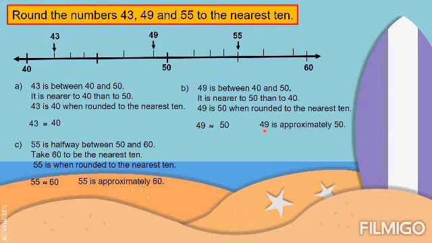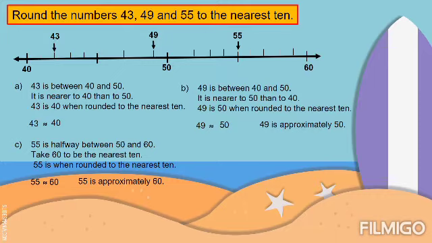And the last number in the problem, we have 55. 55, class, is halfway between 50 and 60. So take 60, class, to be the nearest 10. So therefore, 55 is approximately 60.